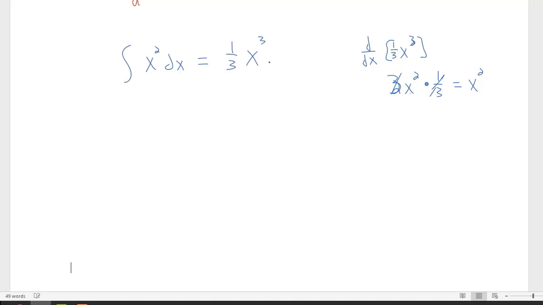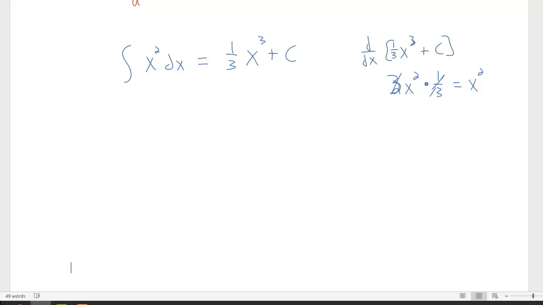Now also what I'm going to end up with is what we call a constant of integration, because when I differentiate this expression, the derivative of the constant is 0. So I could come back here and I could have any constant of integration here, and the derivative of that constant is going to be 0, and it goes away.